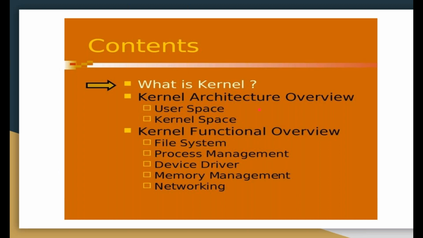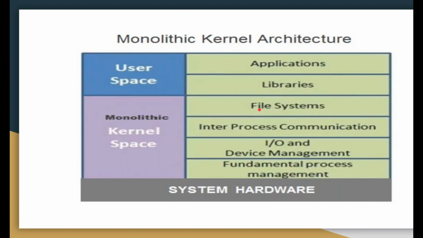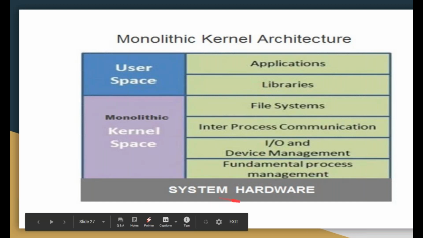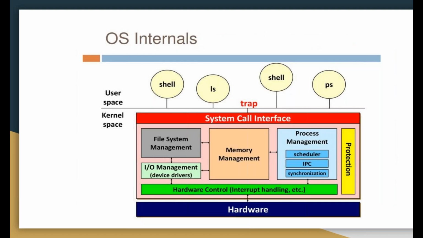Then I discussed the kernel, user space and kernel space. User space has applications and libraries, and the kernel manages everything. The kernel process consists of file management, IO, devices, resource management, memory management, IO functions, and maintaining and communicating with the system hardware. So these are all your OS internals and components.